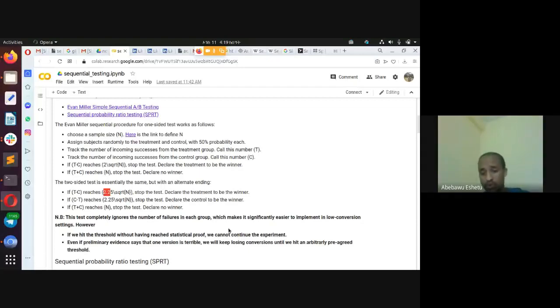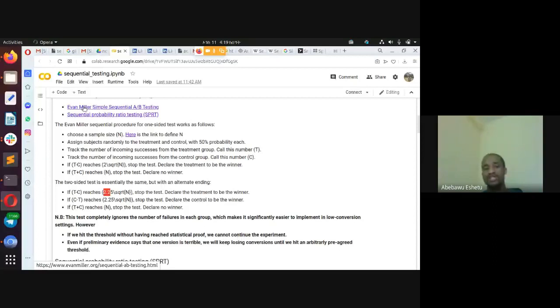Because of these two drawbacks, people are looking for some custom algorithms in this area. So you can read more from the link that I have associated with the Evan Miller simple sequential A/B testing and the sample size finder link here.